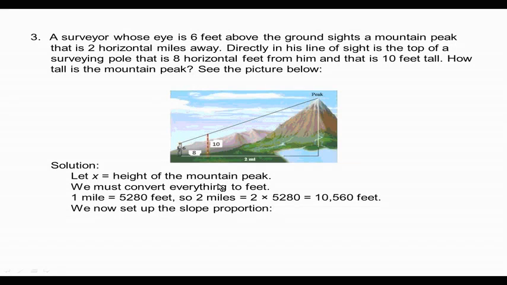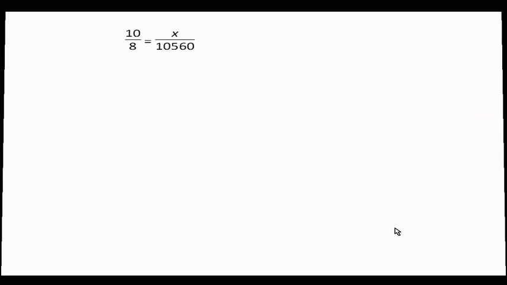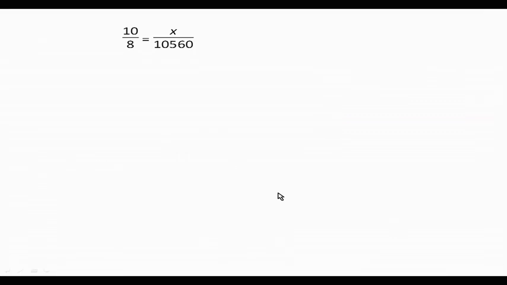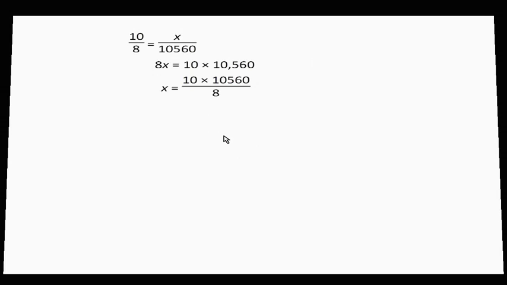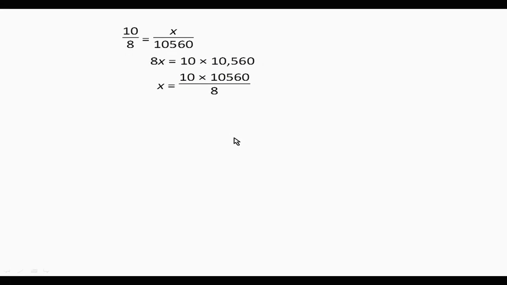Again, going back to the picture, 10 over 8 equals x over 10,560. Do your cross products. So 8x is 10 times 10,560. Divide by 8. And if you crunch this out, 13,200 feet. Turns out it was exact.